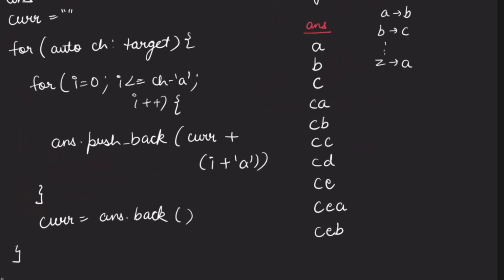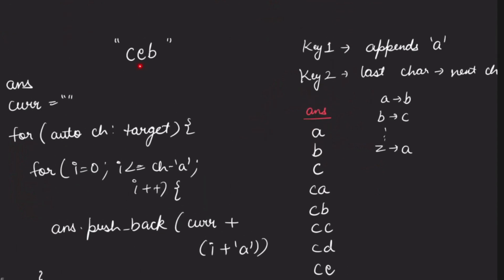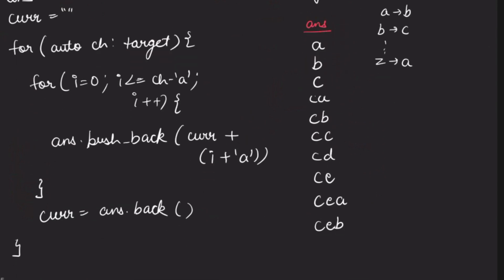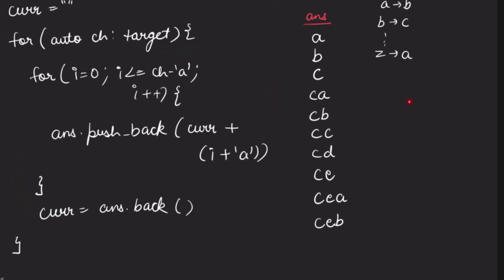Why are we doing this? Because when this loop runs for the first character, inside your answer you would have A, B, and C, right? And C would be the last. Now, when you want to check for the next character, which is E, you will insert A. You will insert A in what? You will insert A with C. So it will become CA, right? So this C we are storing in current, and this C was answer's last element. That is why we are taking answer's back, which is the last element.